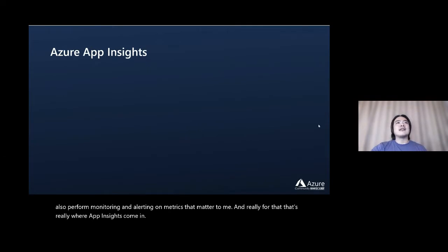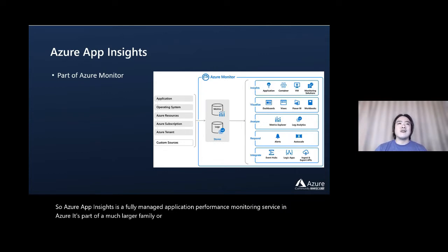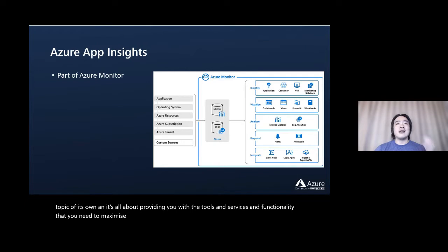So Azure App Insights is a fully managed application performance monitoring service in Azure. It's part of a much larger family of services called Azure Monitor, which is a complete topic of its own. And it's all about providing you with the tools, services and functionality that you need to maximize the availability and performance of your application, from the application itself, the infrastructure, and also the network.